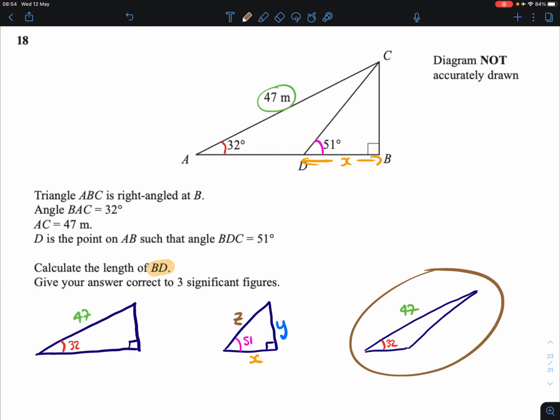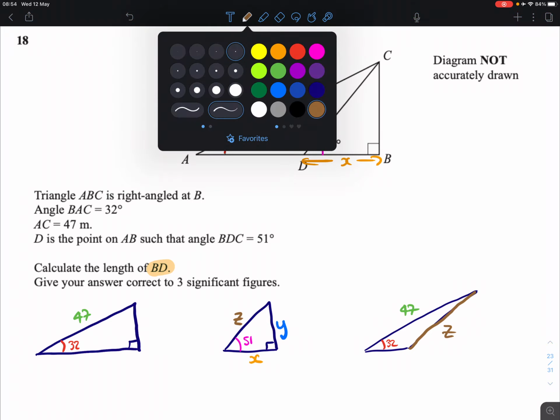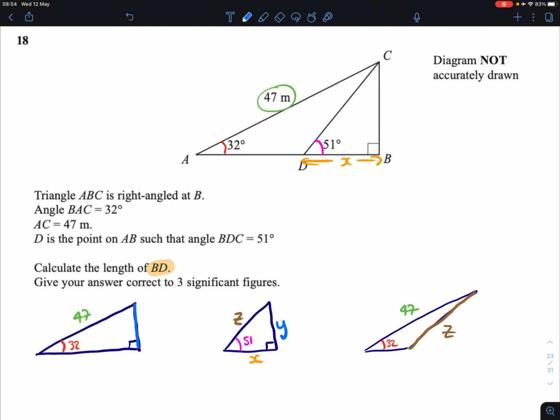Well, if we look in this triangle, Z would be this length here. But there's only two pieces of information there, so we can't figure out what Z is. But if we look at the other triangle with Y, we have three pieces of information. We have our 47 and our 32 and the right angle, which means we can use this triangle to figure out what Y is, and then once we've got our answer, use this triangle here to figure out what X is. So I'm just going to erase Z because we don't need that.